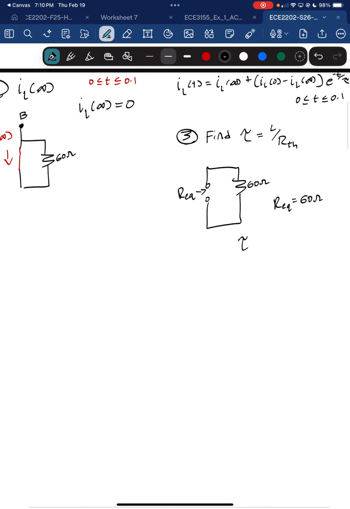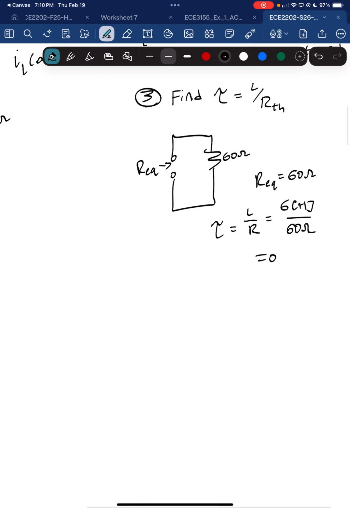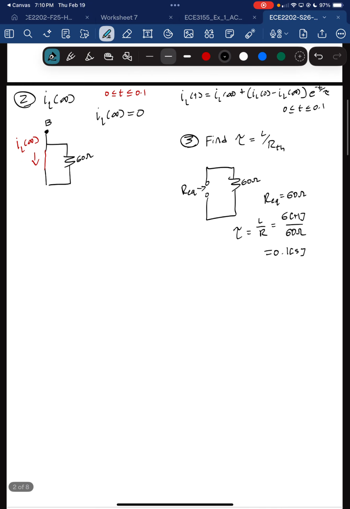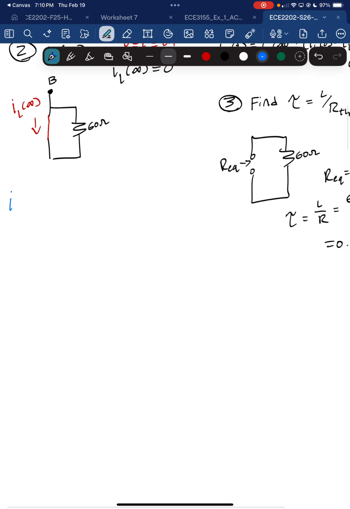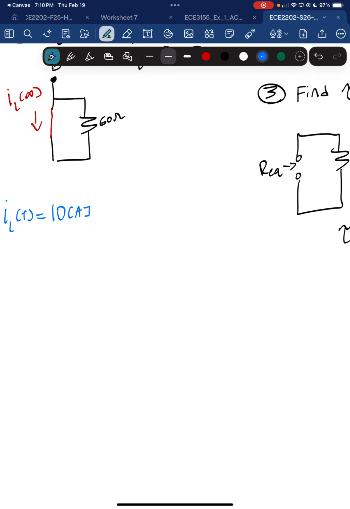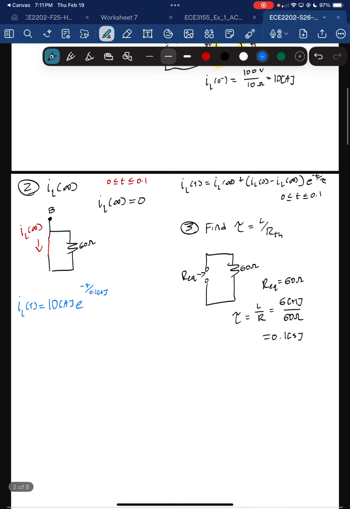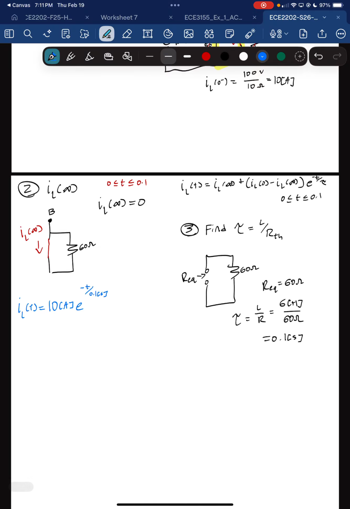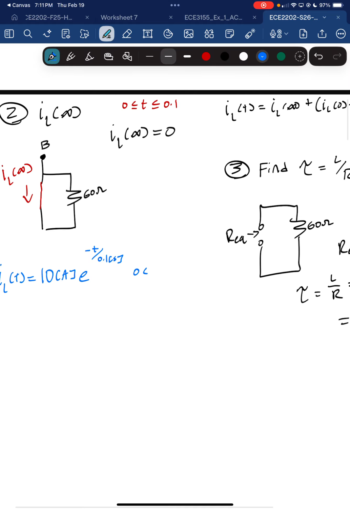Which means our tau is L over R. L is 6 henries over 60 ohms. So our time constant is 0.1 seconds. So our first equation for IL of t is going to be 10 amps e to the negative t over 0.1 seconds, because obviously IL of infinity is 0. So all we're left with is IL 0 times e to the negative t over tau. And this is our equation for this time interval.